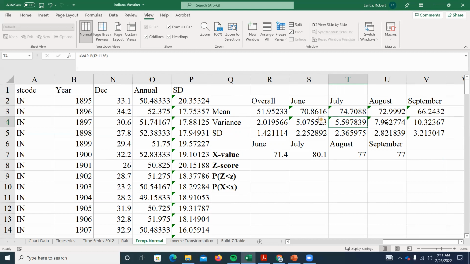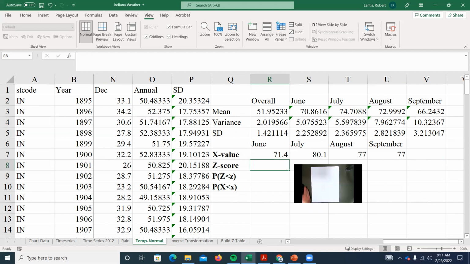So now we're going to figure out how do we use Excel and the standard normal distribution or the normal distribution. So we'll do it the long way first, and then I'll show you a shorter way. Okay. So first thing we could do is like we did this by hand. So let's do June temperature, and I've got my cutoff being 71.4.